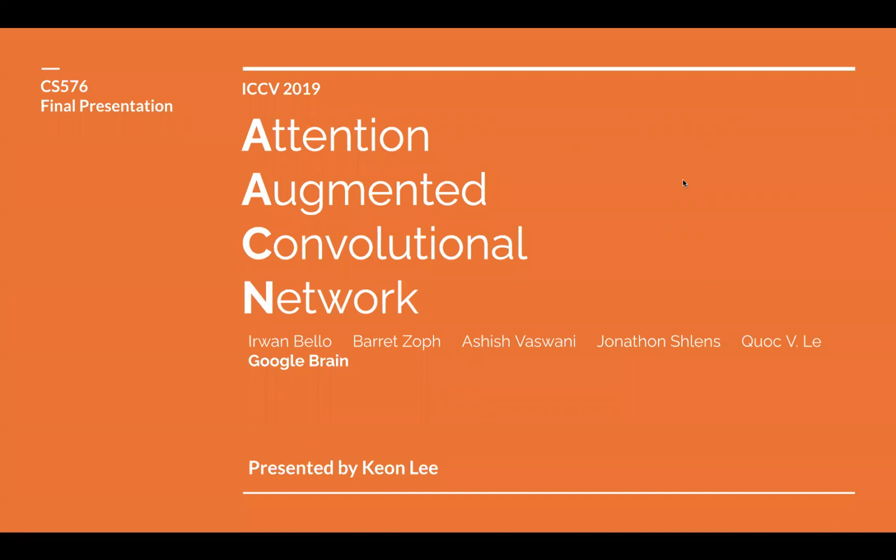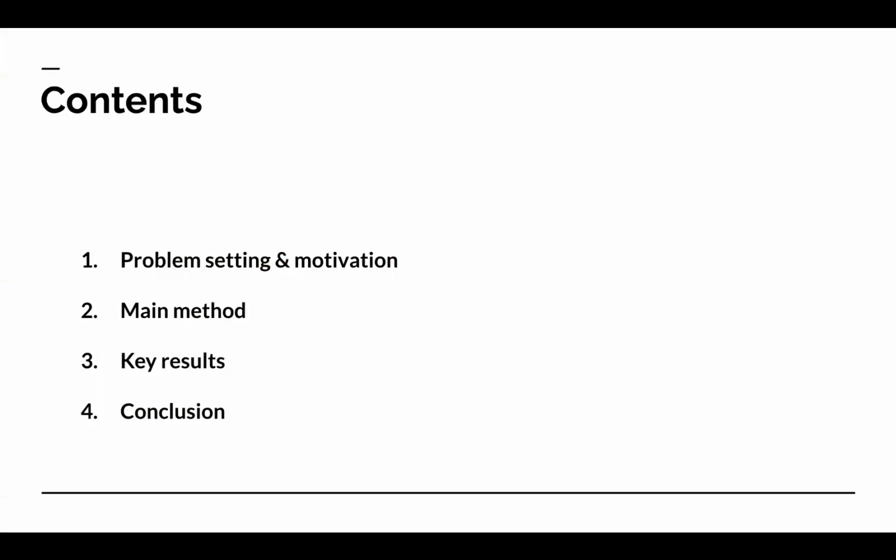Hi, I'm Conley, and I'm going to talk about AACN, which stands for Attention Augmented Convolutional Network, which is published in ICCV 2019 by Google Brain. Here's the content.